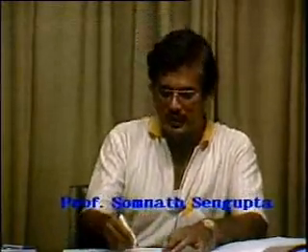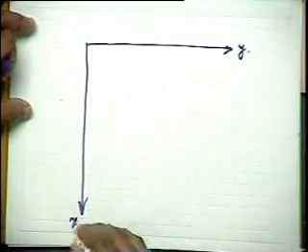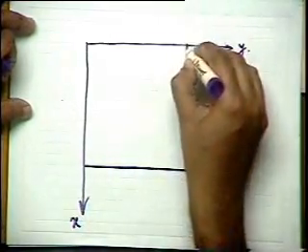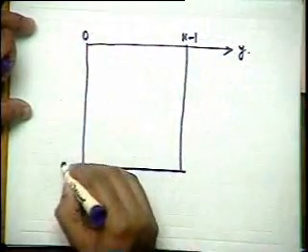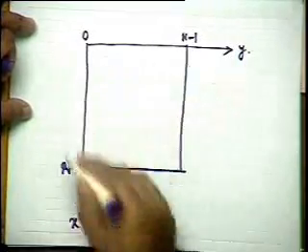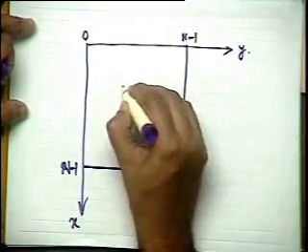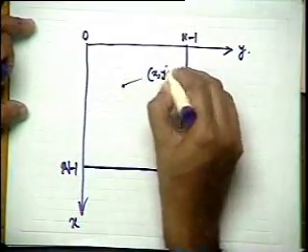So pictorially it will look something like this. Supposing this happens to be my y-axis and this happens to be my x-axis, and supposing this is the area over which the image is defined. So that means 0 to n minus 1 and again 0 to n minus 1 over here. So it is an n by n image that I am considering. Now take a particular point xy. Supposing this is the point xy that I have considered.